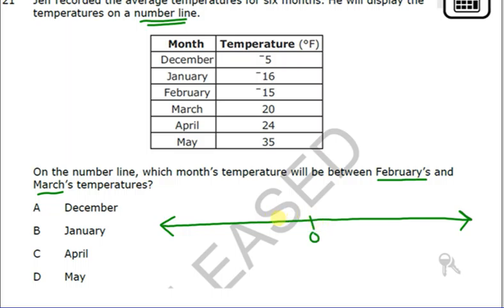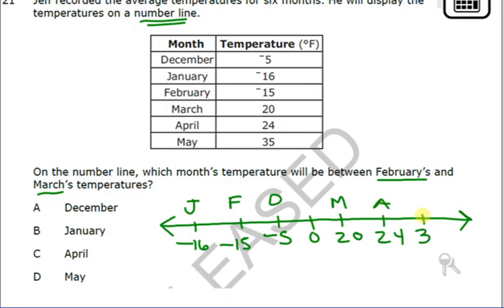All right, so we have -5 here, and that's December. We have -15, and that is February. We have -16, and that is January. We have, let's see, 20, and that is March. We have 24, and that is April. And we have 35, which is May.